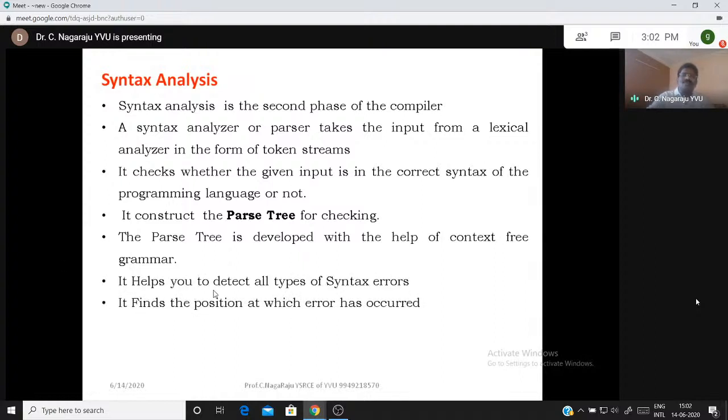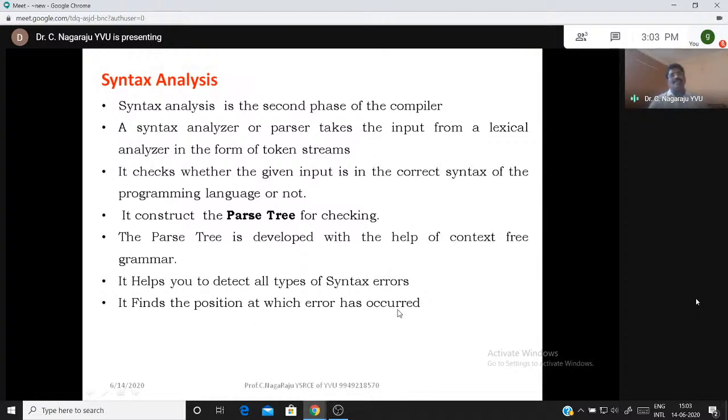It helps you to detect all types of syntactic errors, such as errors in the declaration of variables, whether an expression is correct or not, or whether it is in fixed notation or not. The different kinds of syntactic errors are detected in syntax analysis. It finds the position at which the error has occurred.